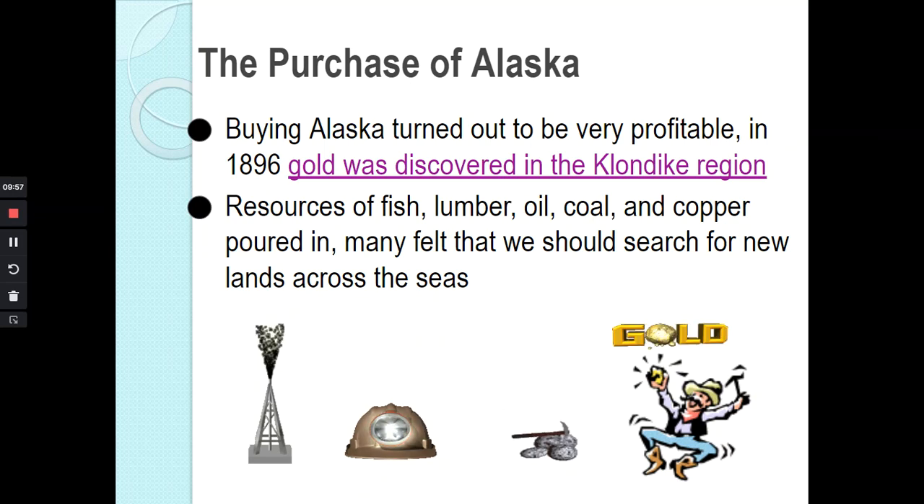Fishing. To this day, fishing is very important to the economy of Alaska. Lumber, and then of course a huge one is oil. That's why you have this here. But the oil is very important to Alaska. And of course, that is still debated between the two political parties to this day. Should we or should we not drill for oil there in Alaska?